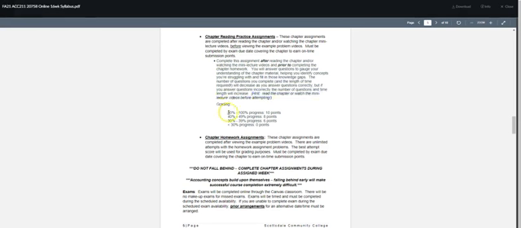If you complete more than 50% of the assignment, you will get the full 10 points. If you complete between 40 and 49%, you will get 8 points. If you complete between 30 and 39%, you will get 6 points. And less than 30%, no points will be earned. Okay?